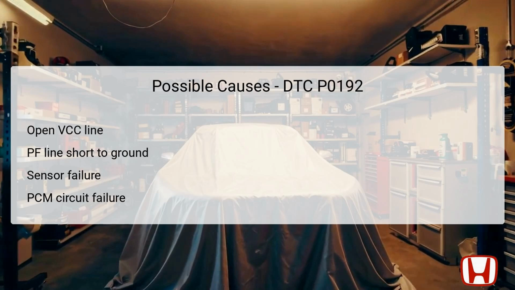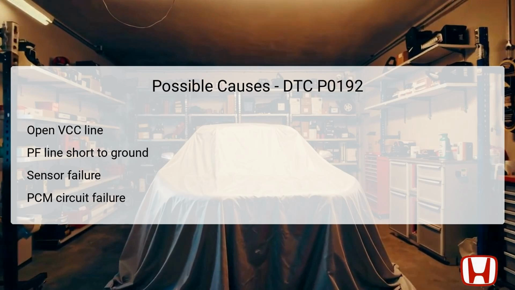Several potential causes can lead to the activation of DTC P0192. Firstly, an open VCC line, which refers to the power supply line to the fuel rail pressure sensor, can prevent the sensor from receiving the necessary voltage to function properly. Secondly, a short in the PF line, which is responsible for providing feedback from the sensor, can also lead to erroneous signal voltages being sent to the PCM. This can happen when the wire insulation degrades or a connector fails.